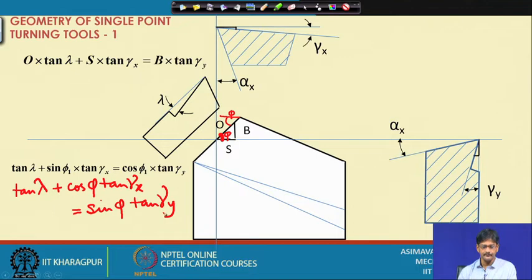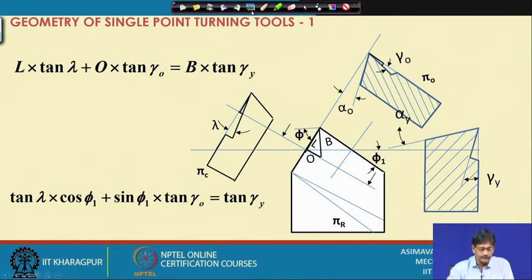Okay. Once we have established this, we understand that now we have a relationship between orthogonal rake and the two, back rake and side rake, and also inclination angle and back rake and side rake. Okay. So, let us take up the next problem.